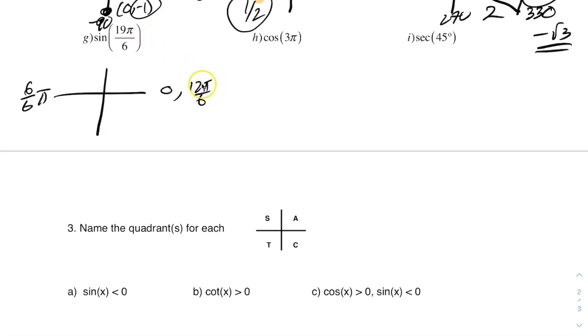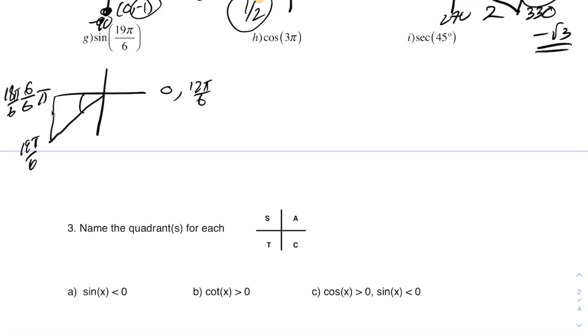Still not close. Go around again. So add another 6 over 6, so 18 pi over 6. That's all we're doing, right? We went 6, and then 6, and then 6. 18 is close to 19, right? I gotta go a little past that. So we went 6, 12, 18, and then go a little past that. So quadrant 3.